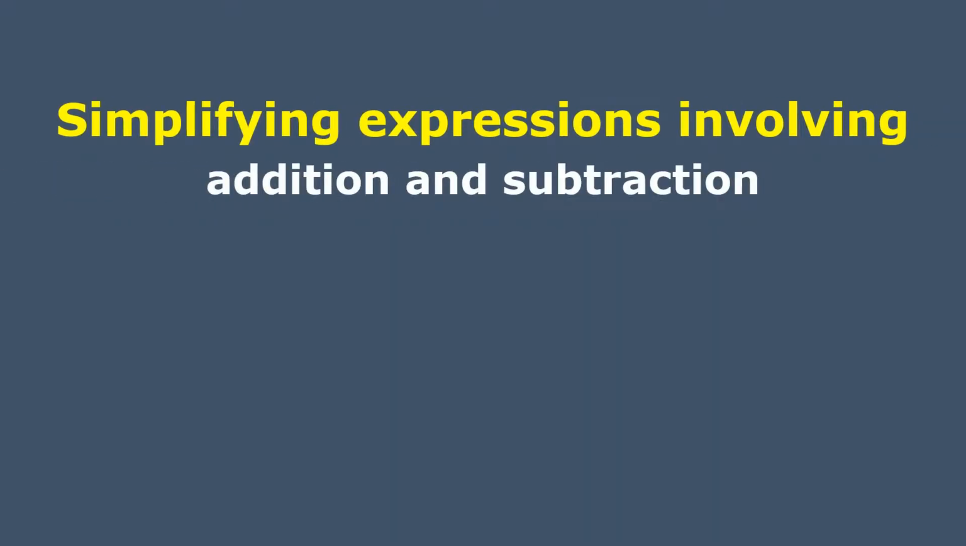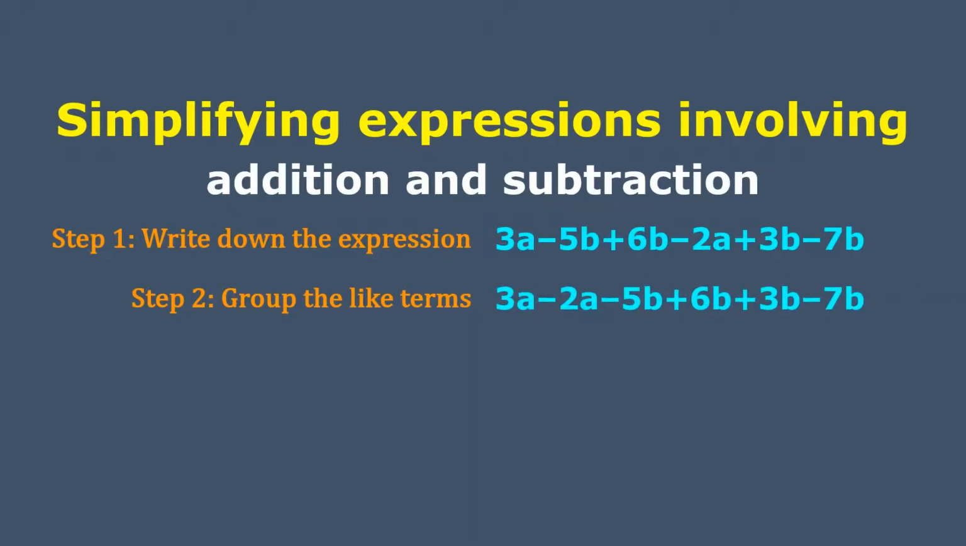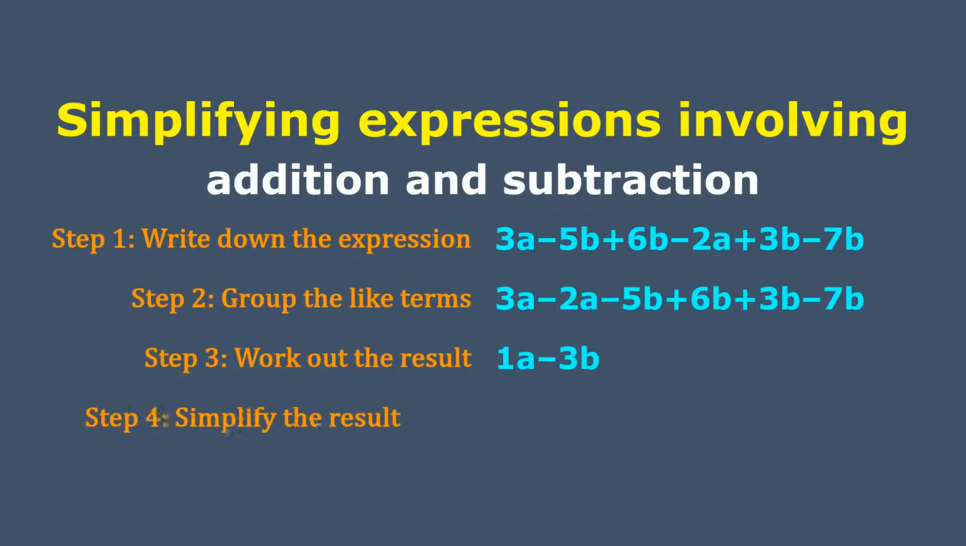Simplifying expressions involving addition and subtraction. When an expression is made up of a number of terms that are to be added or subtracted, there are a number of important steps that need to be followed in order to simplify it. The first step is to write down the expression. Before simplifying the expression, write it out on a line from left to right. Next, is to group the like terms together, keeping the operations as they are. Then, work out the result of each term. Further simplify the result by removing any ones in front of symbols.